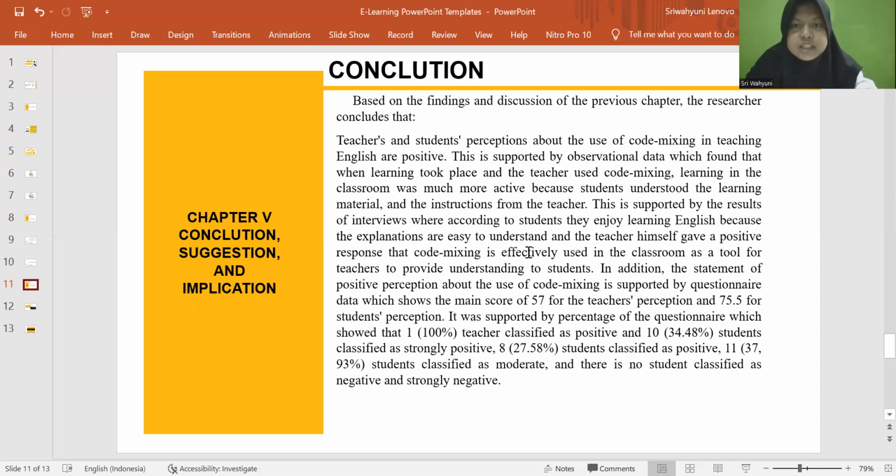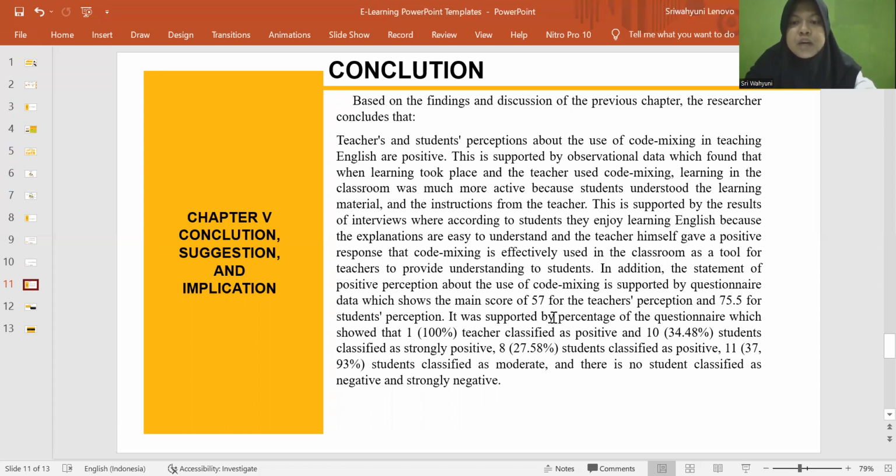Code mixing is effectively used in the classroom as a tool for the teachers to provide understanding to the students. In addition, the statement of positive perception about the use of code mixing is supported by questionnaire data which shows the mean score of 57 for the teacher's perception and 75.5 for the student's perception.